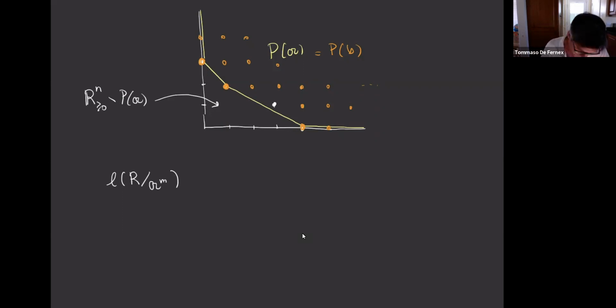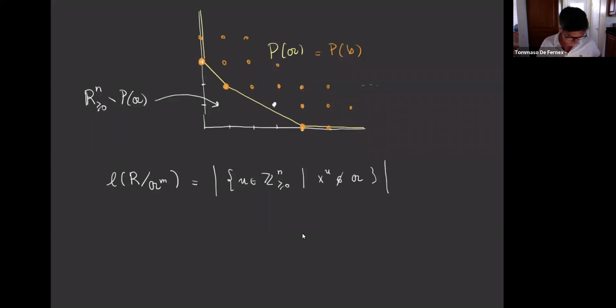When I estimate this length, so what is this? This is the cardinality of the set of U inside Z^n greater than 0, such that x^U is not inside A. Okay. So what I'm going to do is count. Let me count how many points are not in the ideal.